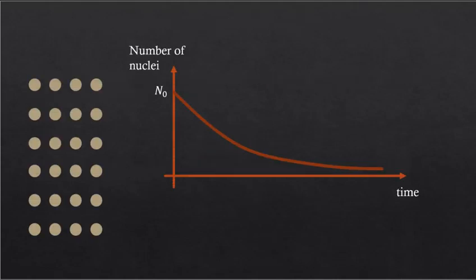Now let us see what is happening on a graph of number of nuclei versus time. So initially we have N-naught number of nuclei. It is important to understand that here the number of nuclei means the number of undecayed nuclei. After one half-life, the number of nuclei becomes half its initial value, which is simply 1/2 of the initial value.